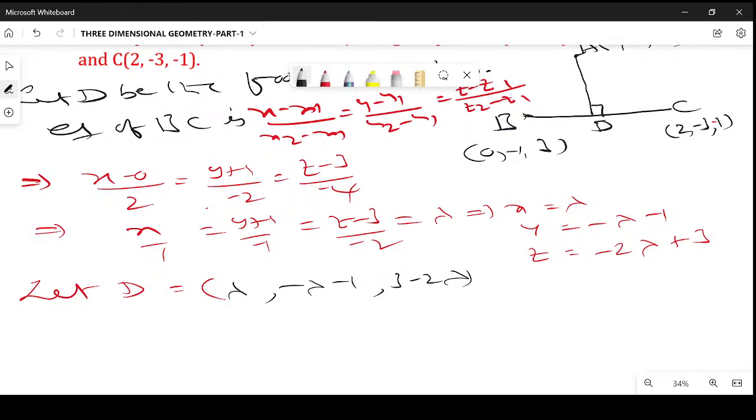Now can you find the DRs of AD? Because the DRs of AD are perpendicular to BC. What are the DRs of AD? You can find the direction ratios of AD.